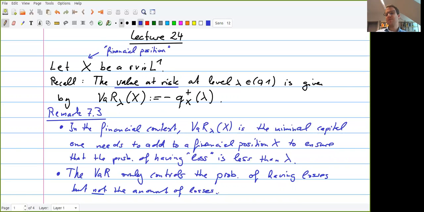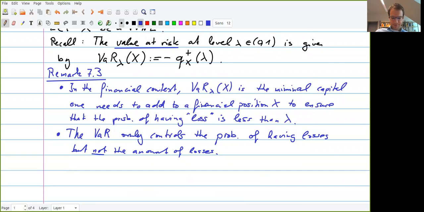Okay, this is okay. Of course, every risk measure usually comes with advantages and disadvantages. This is, I think, a fairly natural approach to it. It has some drawbacks, and the one drawback I just stated here.